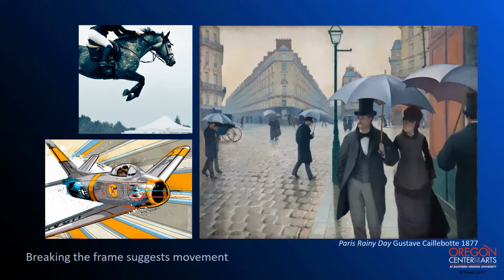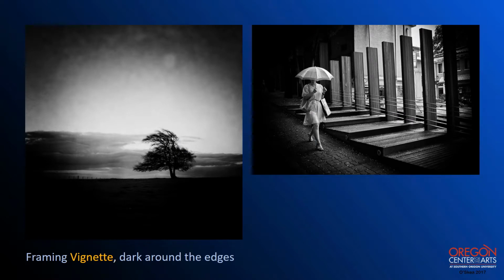Breaking the frame suggests movement. There's our horse again. We've got our little fighter jet, and of course Caillebotte's Paris Rainy Day, which is a great example of a snapshot before there were snapshots, really. All these people moving in and out of the frame create a real sense of movement on this street scene.